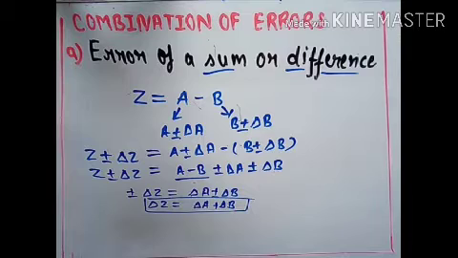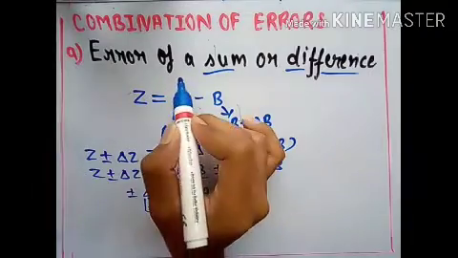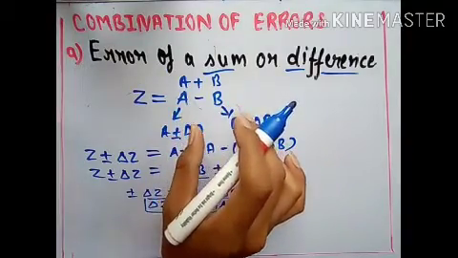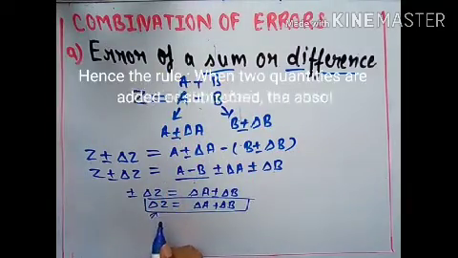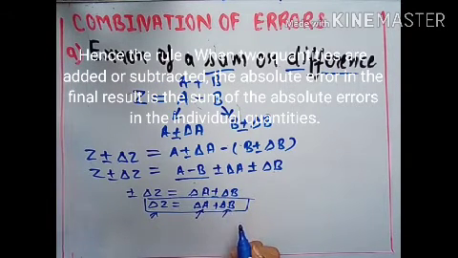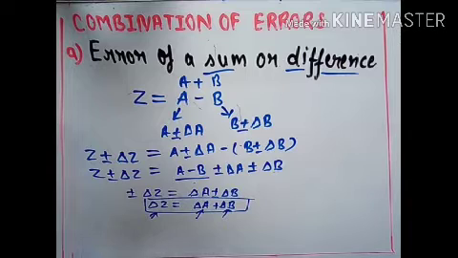So now the time is to make the law. I am not making it. When you add or subtract two quantities, the result of the error is the sum of individual absolute errors of the quantities. This law you can write in your copy, and it may be asked in your examination for 1 or 2 marks. Okay, so move to the next.